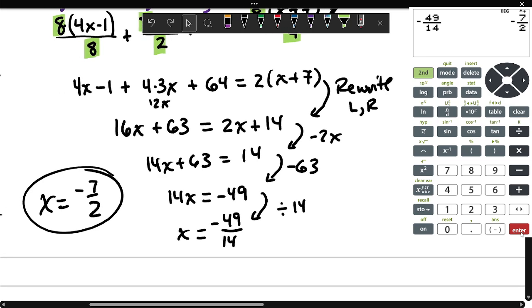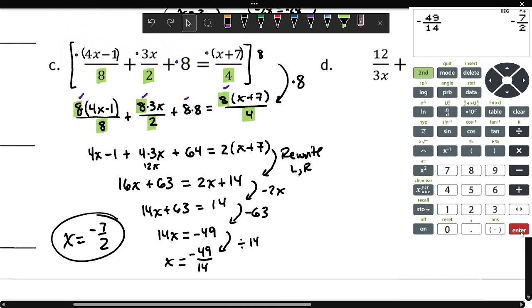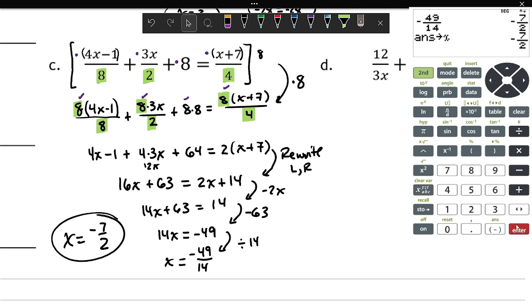But you've seen me make mistakes, I've seen you make mistakes, right? We make mistakes. So I'm going to compare that with the original left and right-hand sides. Let me take negative 7/2 and store that as x. If I press, hey, what's x, it says negative 7/2. That's what I told it x was. So now let's look at the left-hand side.